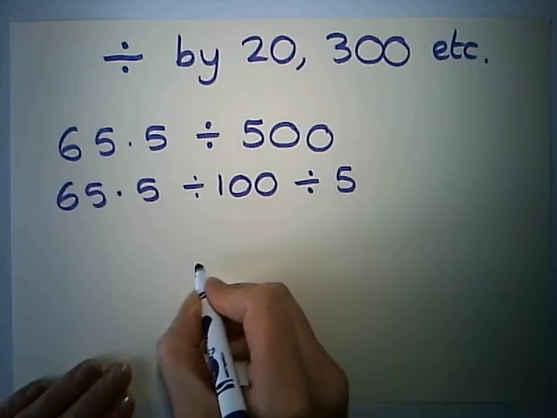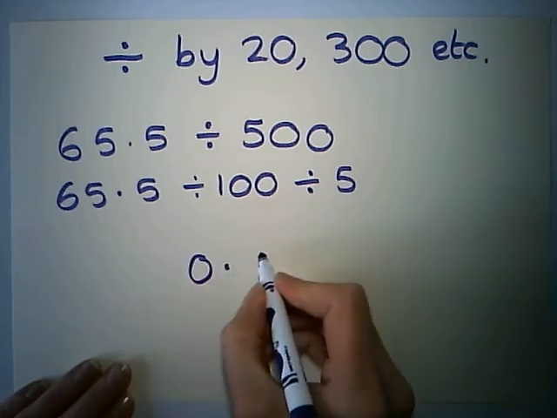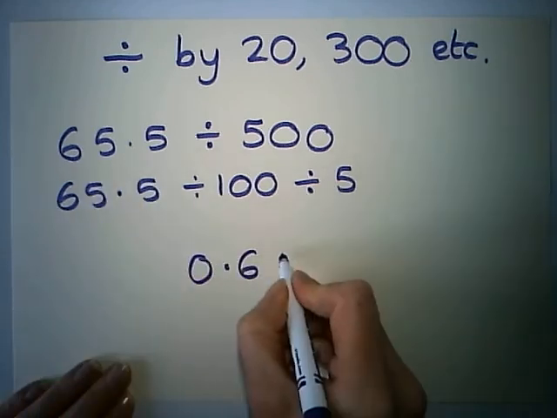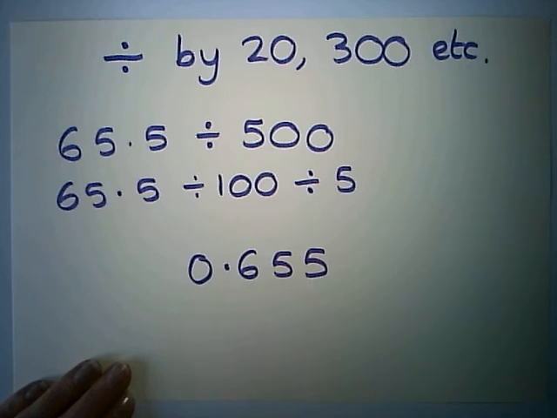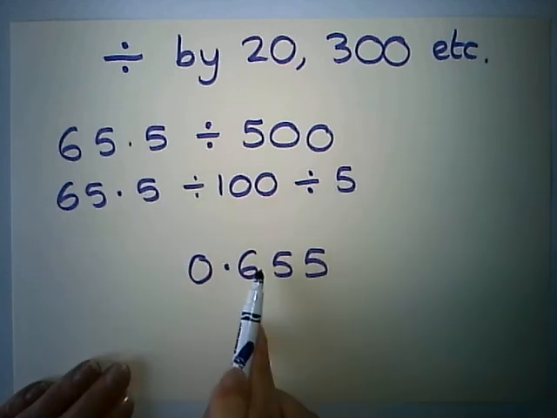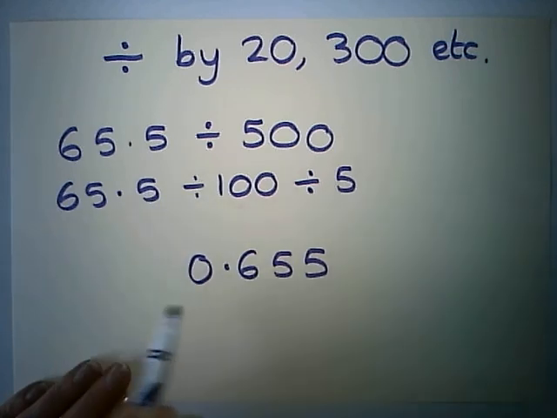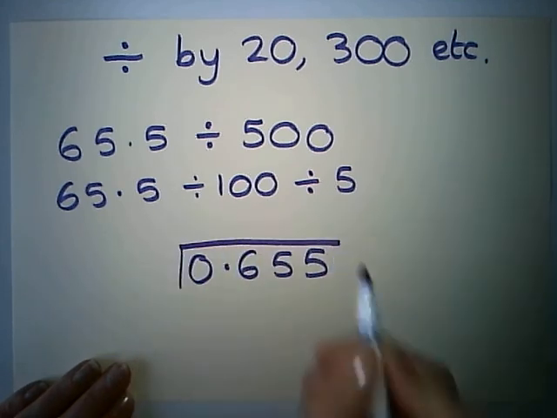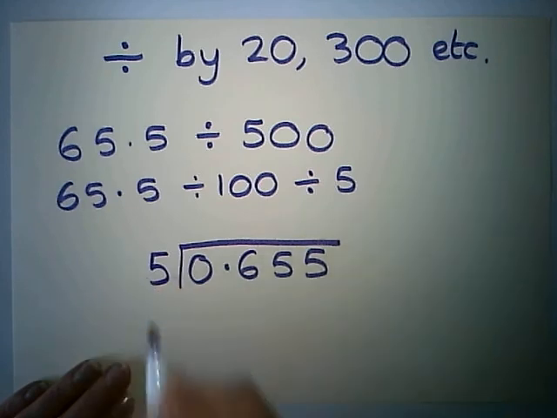So we're going to end up with 0.655. Okay, so that's us divided by 100. I just got my 6 and moved it twice over. So it ended up in the first position after the decimal point. And then the 5 just followed straight after. So now divided by 100, all that I have to do is divide by 5.